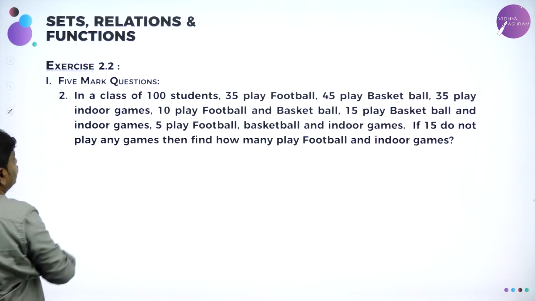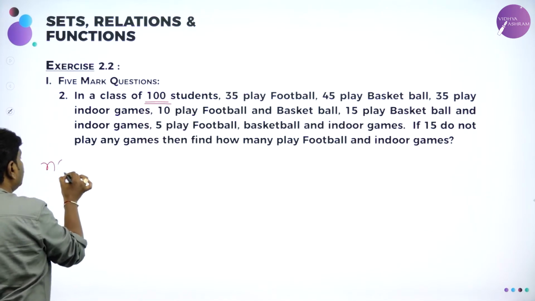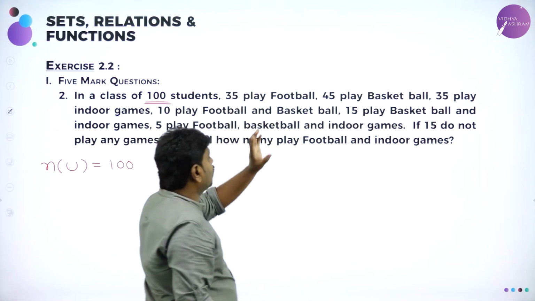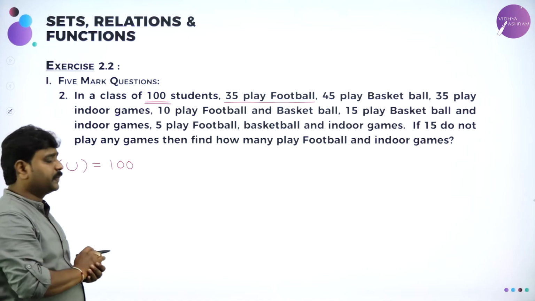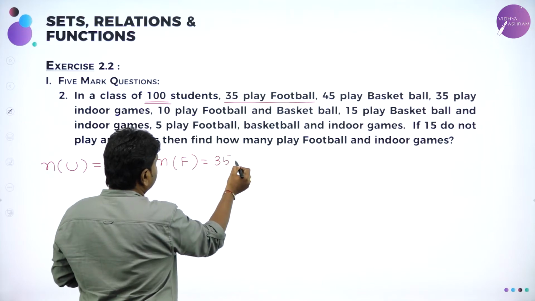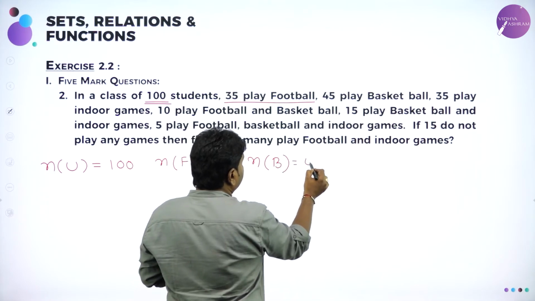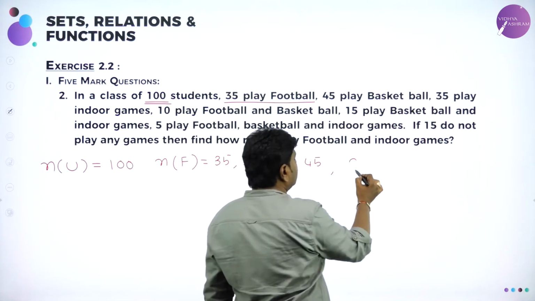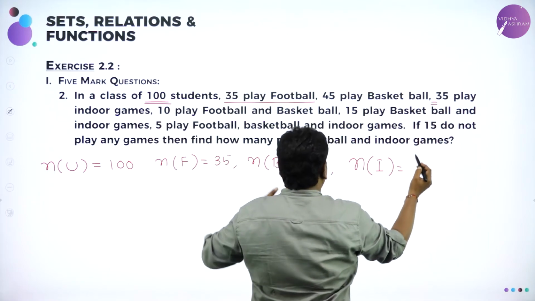I'll erase this. Now what is given? 100 students are there. 100 students means, can I say universal? Total means universal. 100 are there. 35 play football. Let F be the set called football. So n of F, they give 35. 45 play basketball. n of B, B means basketball, that is 45. And 35 play indoor games, that is 35.